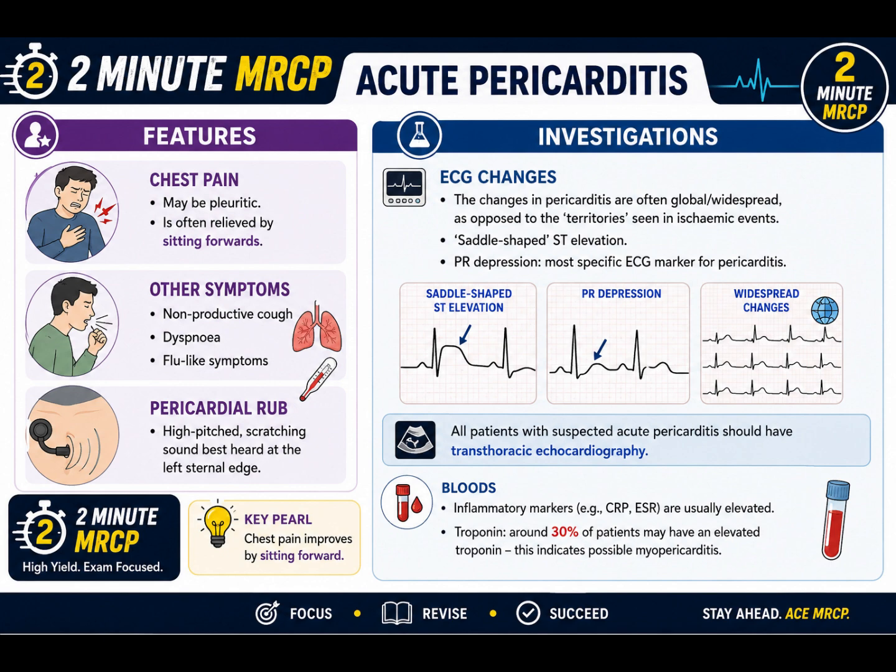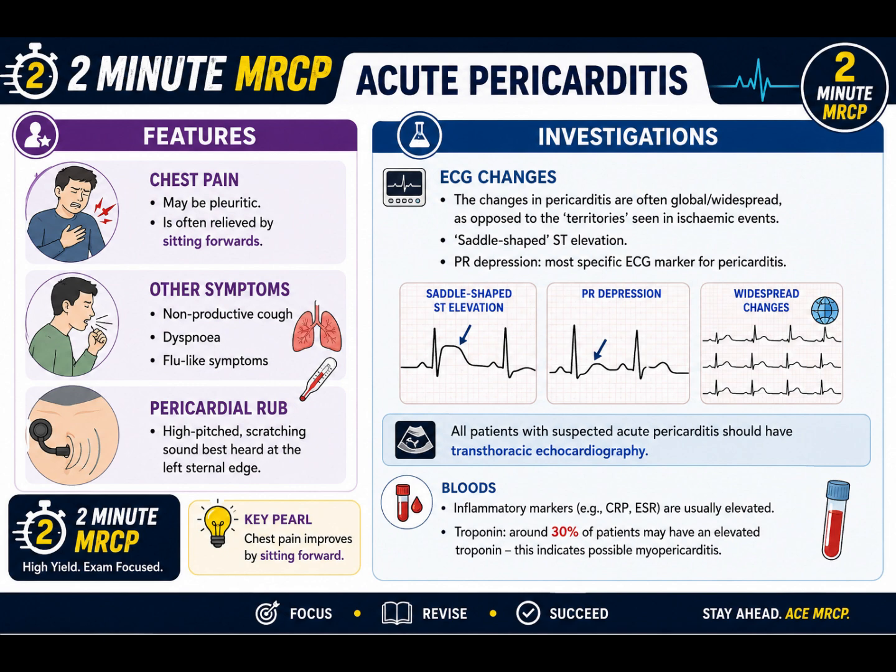Patients may also complain of a dry cough, shortness of breath, and flu-like symptoms. On examination, you may hear a pericardial friction rub. Moving on to investigations. The ECG is very important.